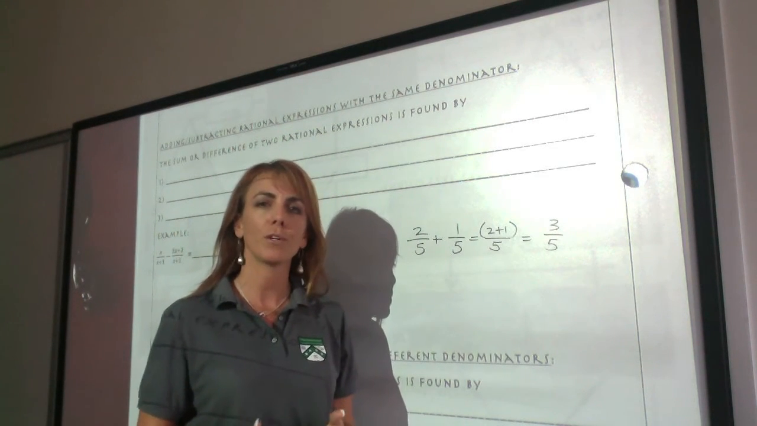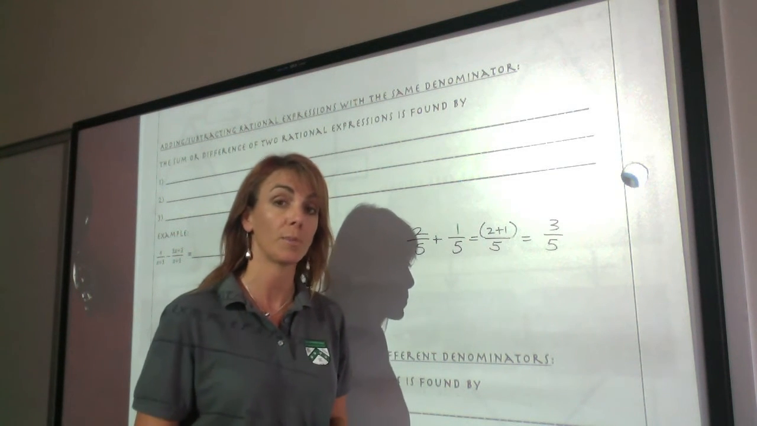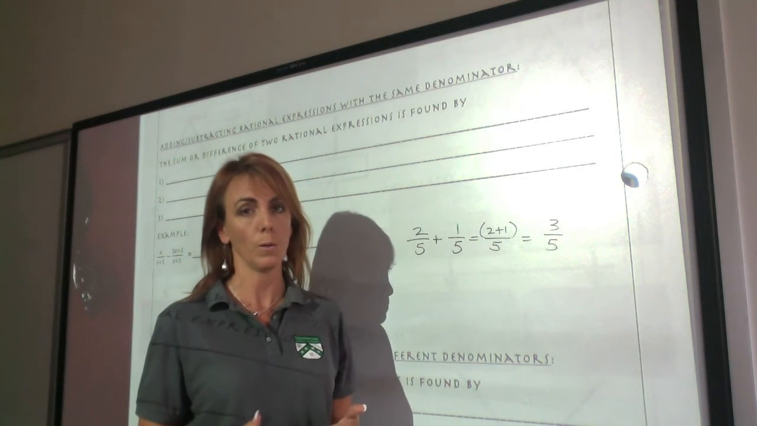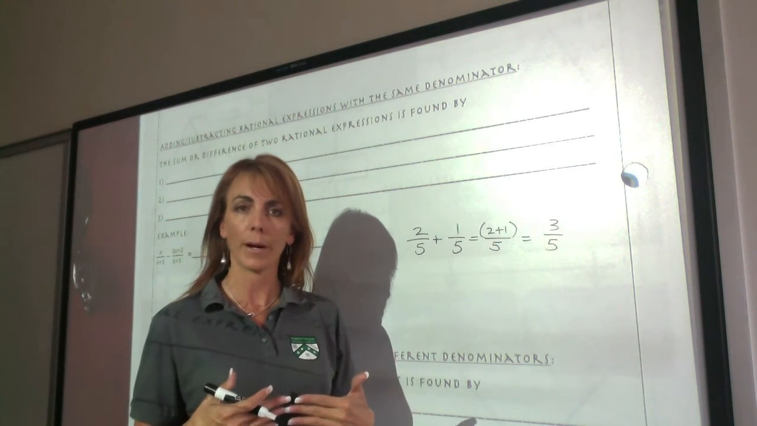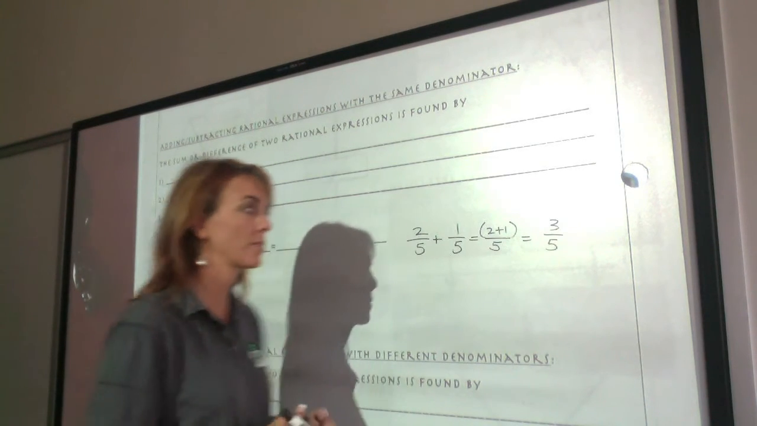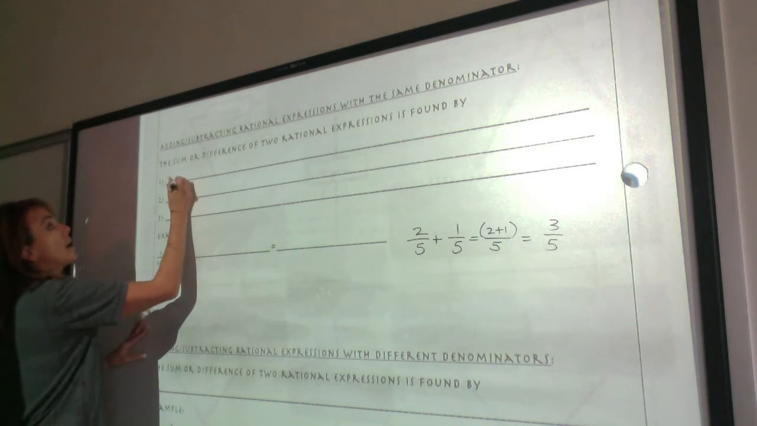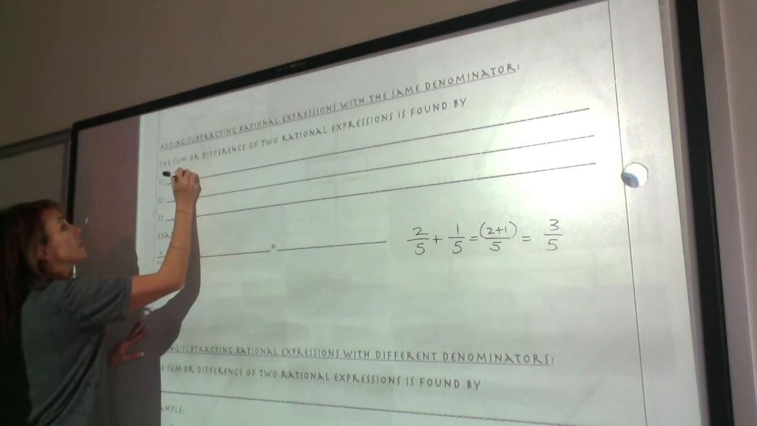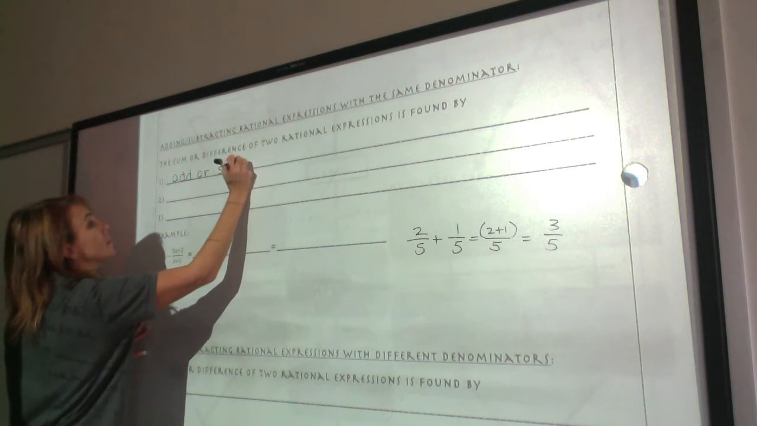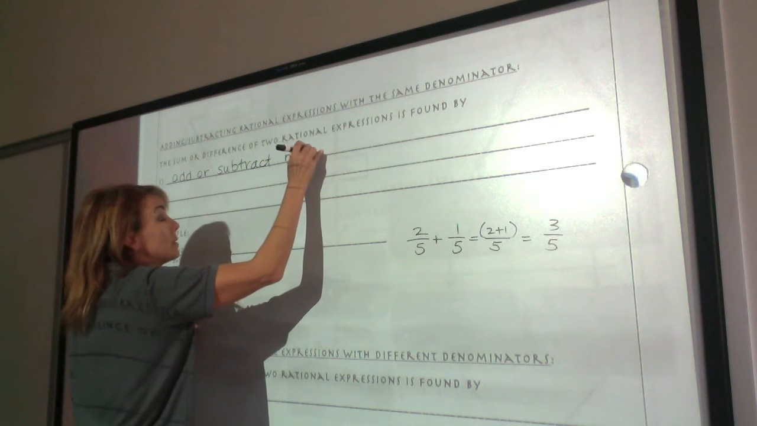The same is true when we're dealing with adding and subtracting rational expressions with the same denominator. We can leave that denominator alone. We're going to add the numerators, and then we're going to simplify the result if it can be. Okay, so let's take a look. We are going to add or subtract the numerators only.